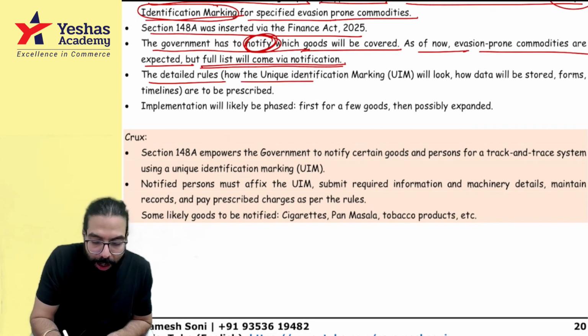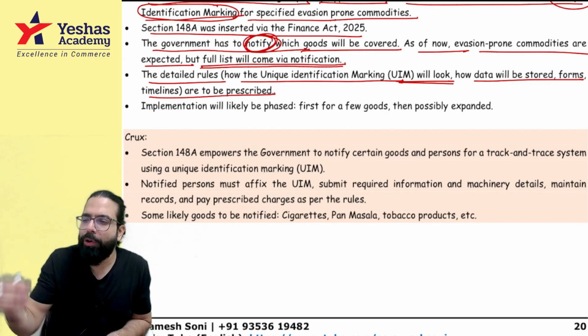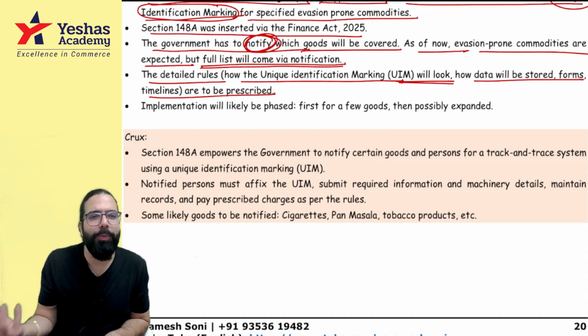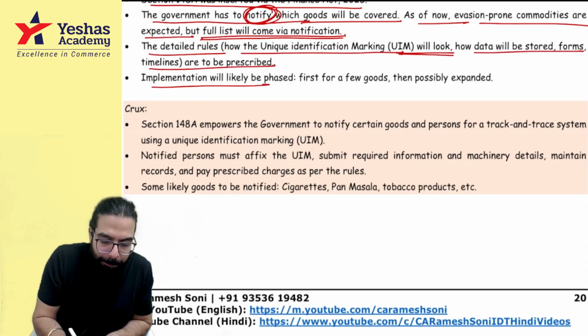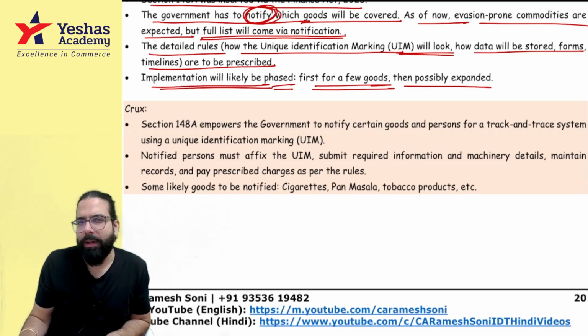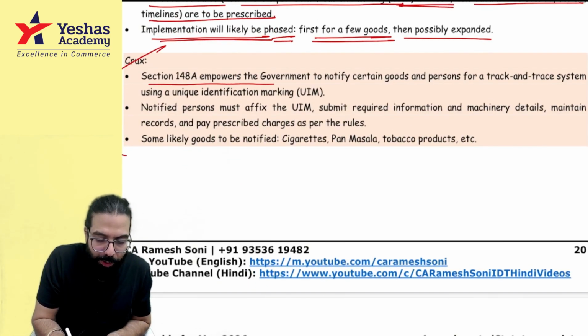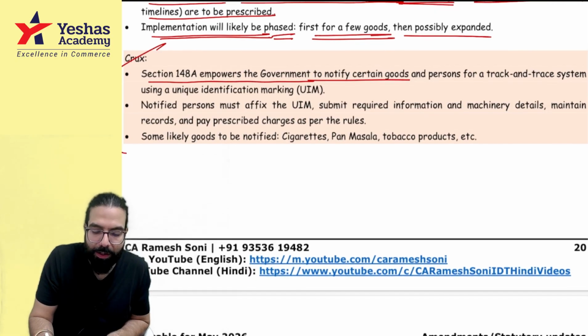The detailed rules, how this unique identification mark will look, how data will be stored, forms, timelines, how much time you have to put it, what the identification mark will be, who will have to put it, for which goods, that is yet to be notified. Implementation will be in phases, first a few goods and then possibly they will extend it to a lot of goods. Okay sir? Nothing Baba, remember these three lines. 148A introduced to notify certain goods.